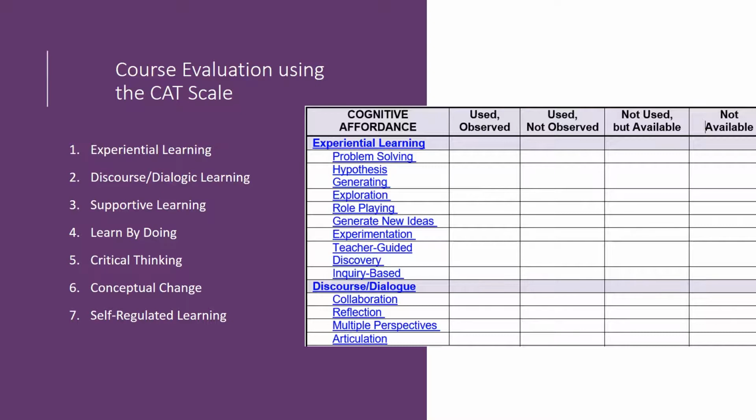CATS includes 7 multidisciplinary research-supported categories of cognitive affordances that can be harnessed to enrich student learning experiences in technology-supported learning environments. These include experiential learning, discourse or dialogic learning, supportive learning, learn by doing, critical thinking, conceptual change, and self-regulated learning. As you can see in the diagram, each of these has many pieces that support each larger category. Experiential learning is broken into problem solving, hypothesis generating, exploration, role-playing, and others.